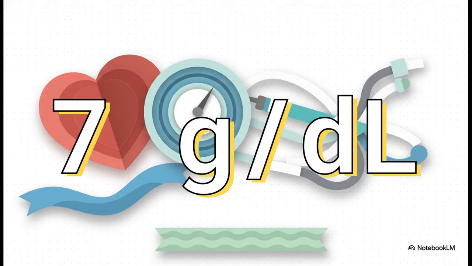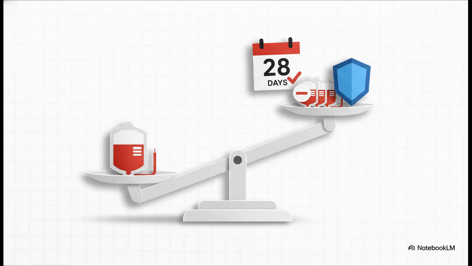One of the most significant recent shifts in practice, and it's backed by some really strong evidence, is the adoption of a much more restrictive transfusion strategy. The new magic number for many of our stable patients: a hemoglobin threshold of 7 grams per deciliter. And the evidence for this is just so compelling.